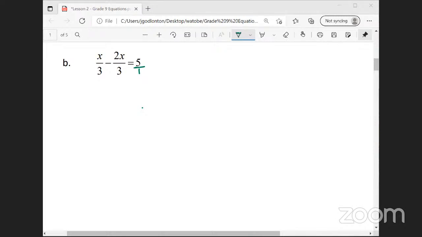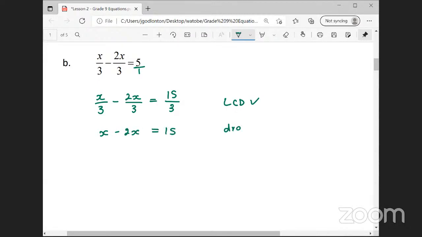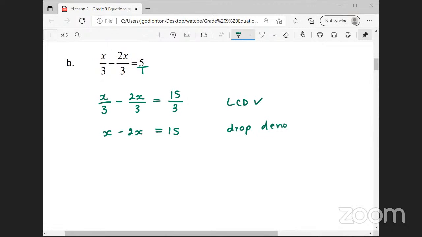We say x over 3 minus 2x over 3 equals 5 over 1. Which will be, we drop the denominator, we find the lowest common denominator, which is 3, and then it'll be x over 3 minus 2x over 3 equals 15 over 3. Next, we drop the denominator, and then it'll be x minus 2x equals 15. And then we take the 2x, put it to the other side, which will be x equals 15 plus 2x.